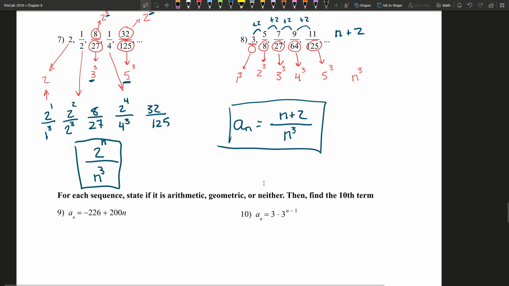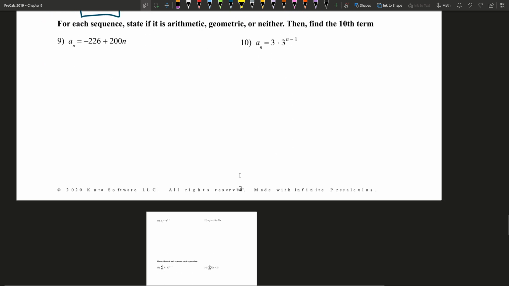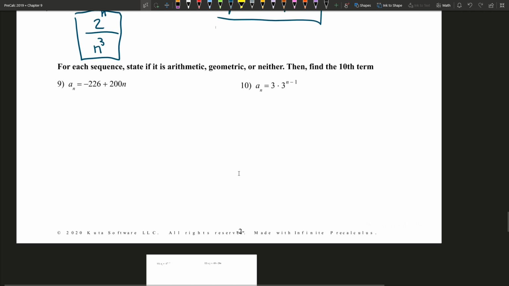For number 9 and 10, and even 11 and 12, for each sequence, state if it is arithmetic, geometric, or neither, then find the 10th term. Arithmetic sequences are just adding a term over and over again, and adding a term over and over again is just multiplication. So I see multiplication here and nothing else, so this has to be arithmetic.